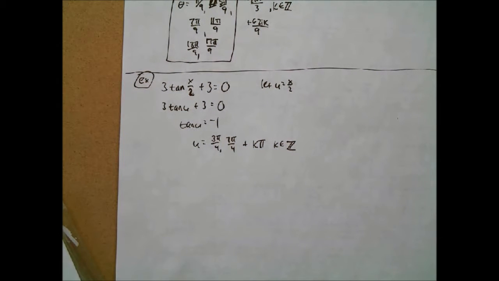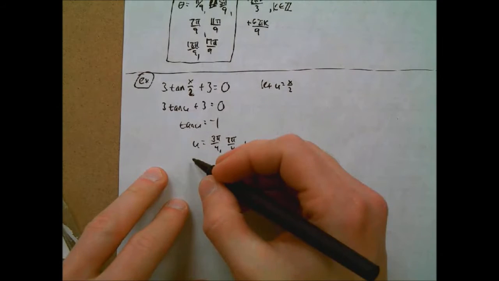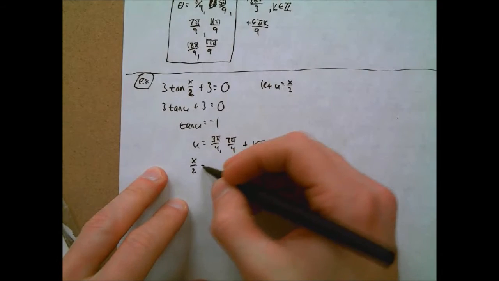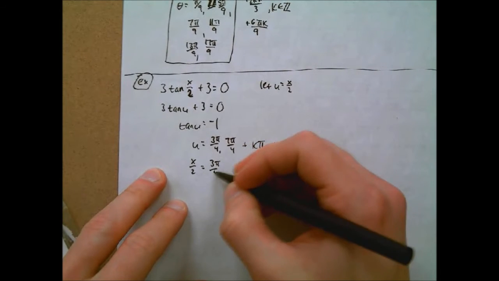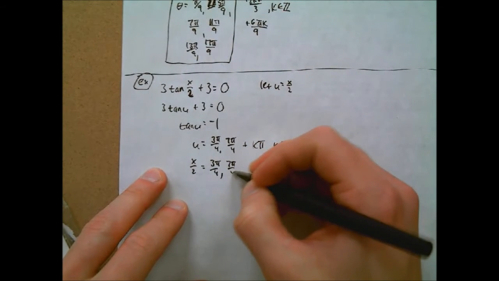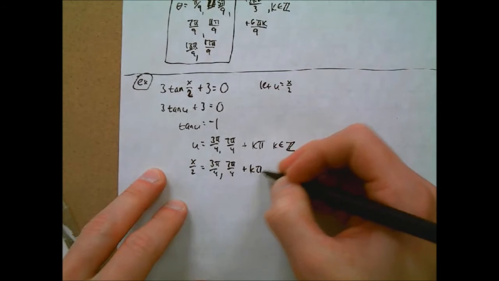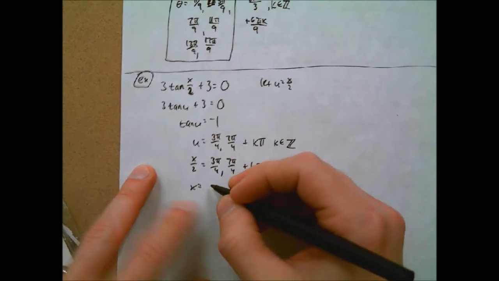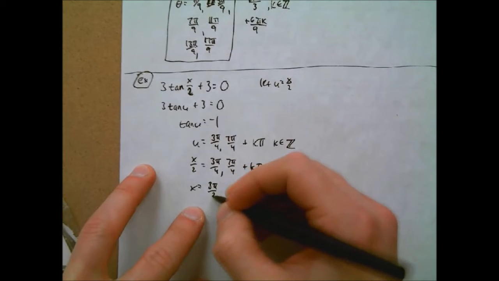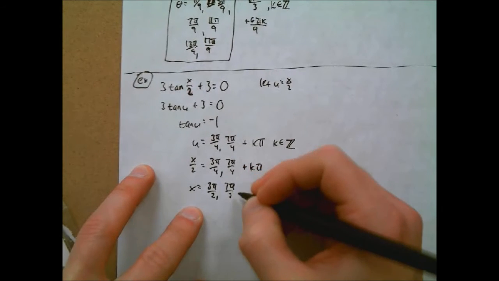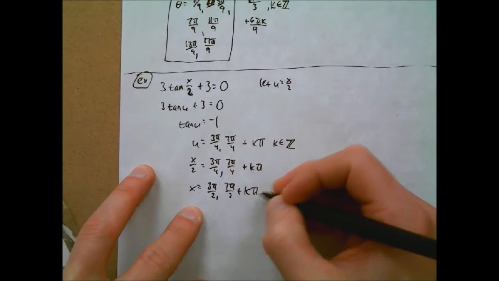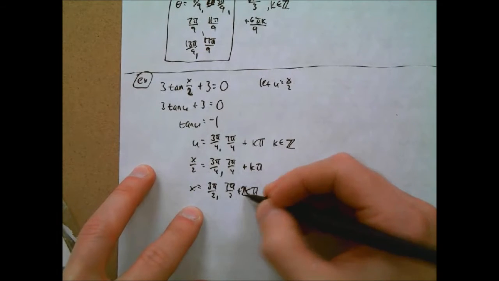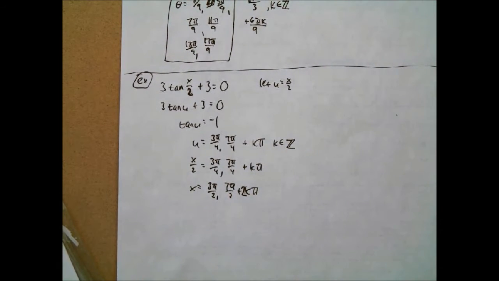But of course, we're not solving for u, we're trying to solve for x. So replace the u back again with the x. Okay, now we're going to multiply both sides by 2. So we get 3 pi over 2, 7 pi over 2, plus k pi, or 2k pi now, I guess. Okay.